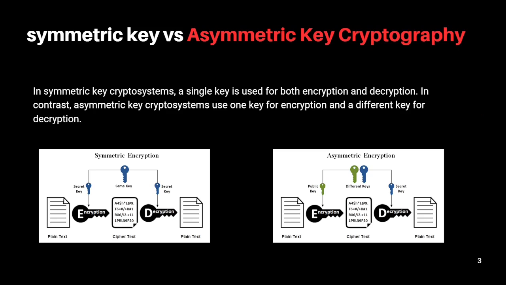The main difference between symmetric key cryptography and asymmetric key cryptography is that in symmetric key encryption, we use a single key for both encryption and decryption. But in asymmetric key encryption, we use two different keys, one for encryption and one for decryption. Also note that asymmetric key cryptography is also known as public key cryptography. One more point is that symmetric key encryptions are generally faster than asymmetric key encryptions.